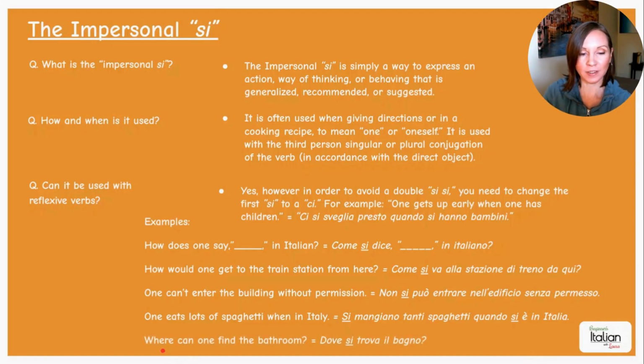Okay, and we have one more example. So where can one find the bathroom? Dove si trova il bagno? A very important question when traveling. Again, we have a singular verb here. Dove si trova il bagno? Because il bagno is the direct object and it is singular. So dove si trova il bagno?